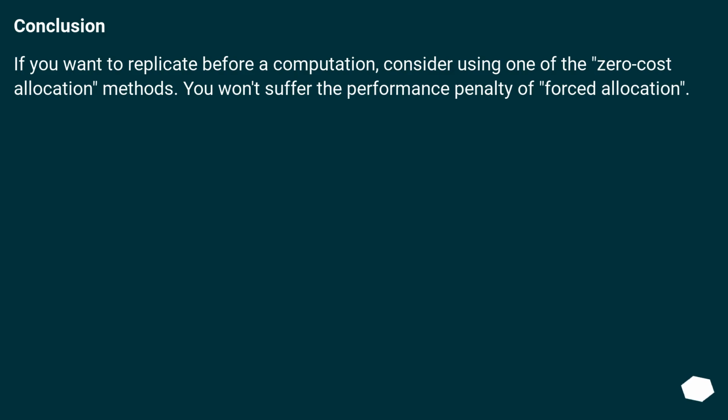Conclusion. If you want to replicate before a computation, consider using one of the zero-cost allocation methods. You won't suffer the performance penalty of forced allocation.